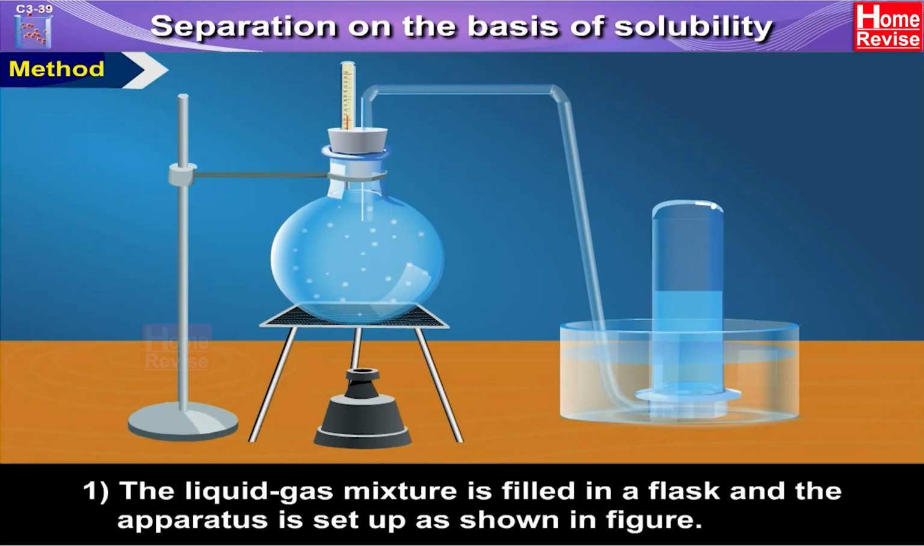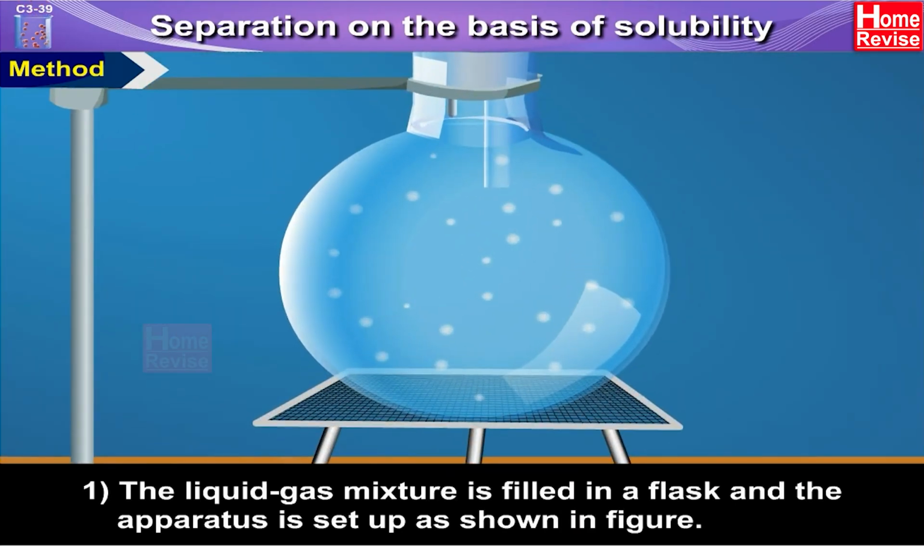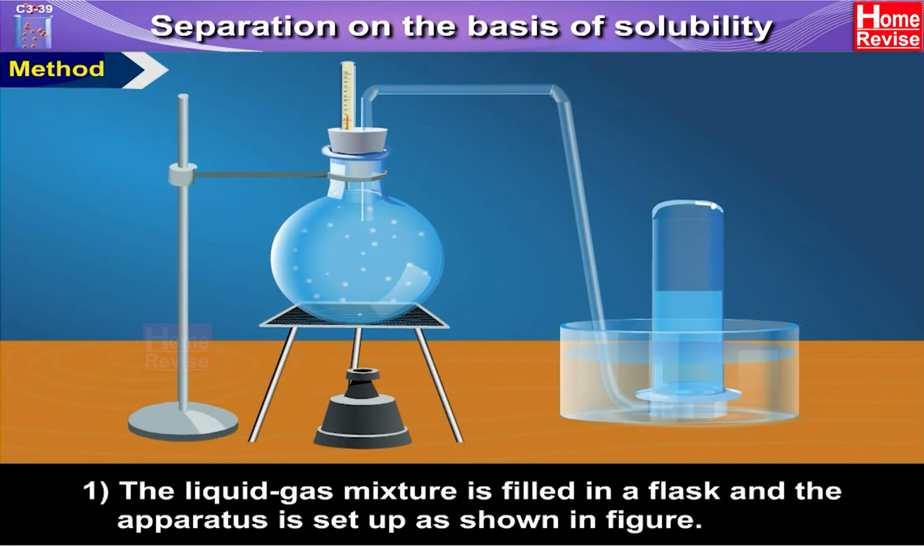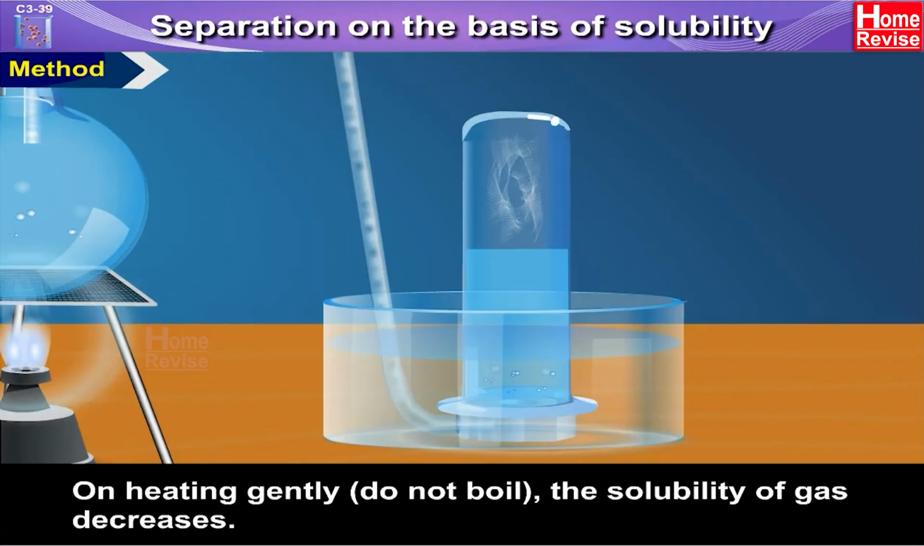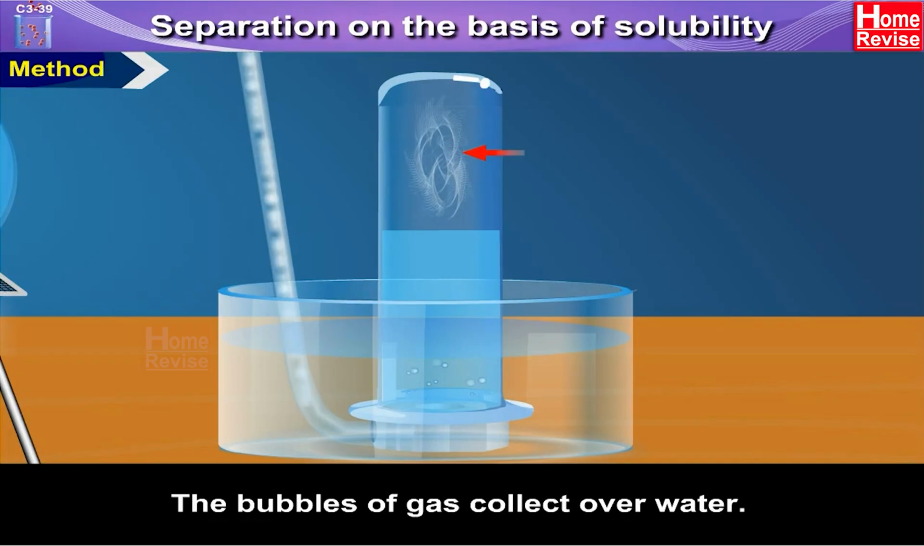Method 1. The liquid-gas mixture is filled in a flask and the apparatus is set up as shown in the figure. On heating gently, care has to be taken that you do not boil, the solubility of gas decreases. The bubbles of gas collect over the water.